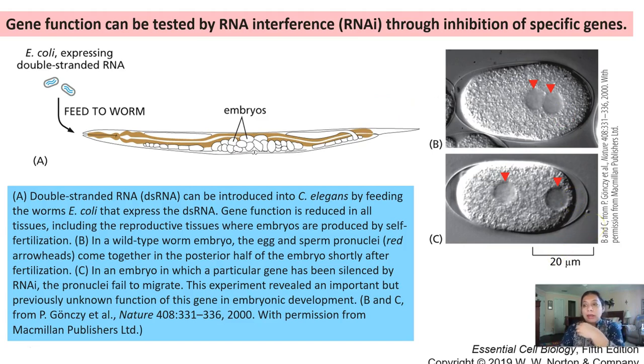So this would obviously cause this particular worm to become sterile, because those can never get together. They can never form a viable organism that can have any function. So this lets you know that this gene has some important function, most likely in embryonic development, or even the fertilization process.